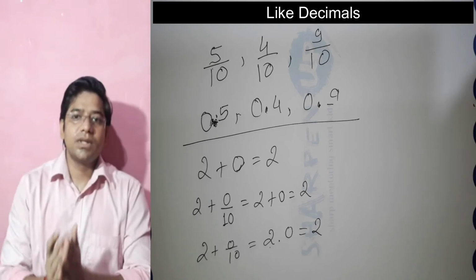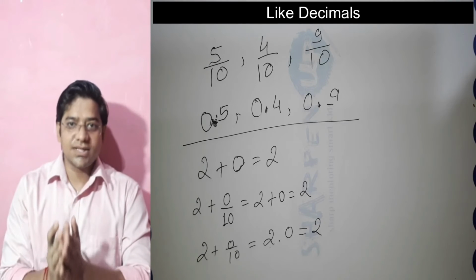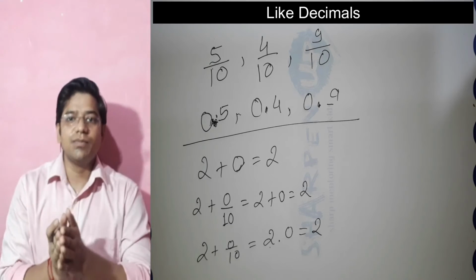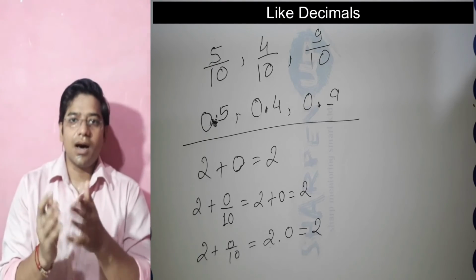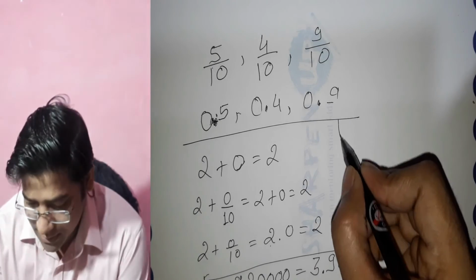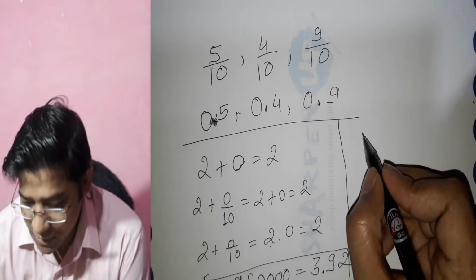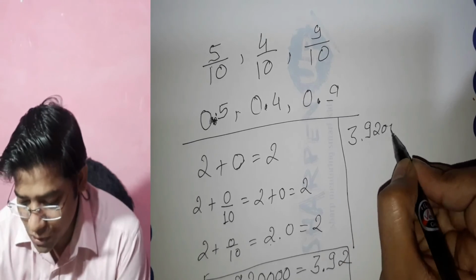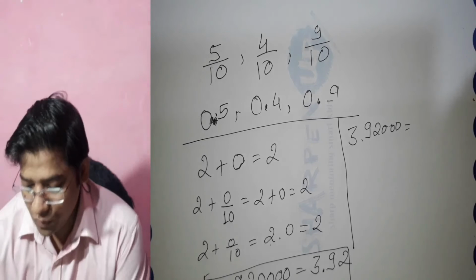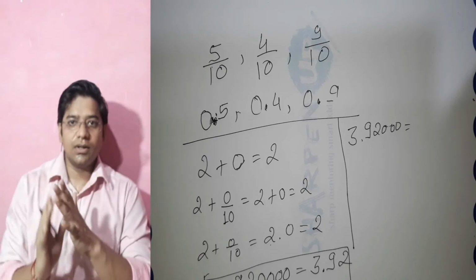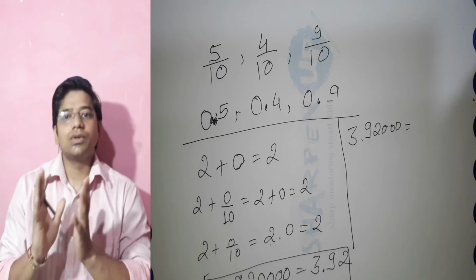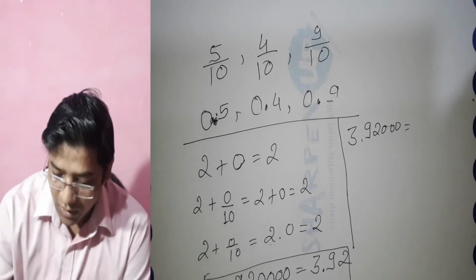So remember, there is one more property of decimals: if there are zeros after the decimal point, the value of those zeros is negligible. Let's see another example. Suppose you are writing 3.92000. We know that after the point, if there are zeros and no other digit from 1 to 9 after them, the value of the zeros is negligible.